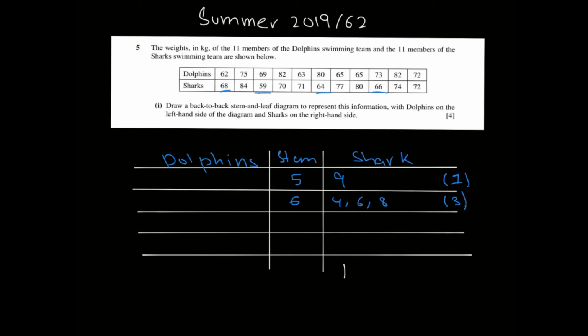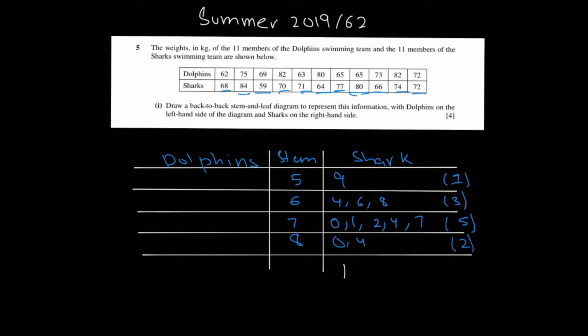And then 7. So 70, 71, 77, 72, 74. So 7: 0, 1, 2, 4, and 7. Let's count: 1, 2, 3, 4, 5. Yeah, so we have 5 values for 7. And then in 8, we have 80 and 84. So we have 0 and 4, 2 values.